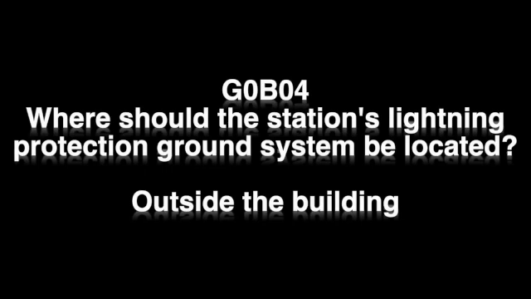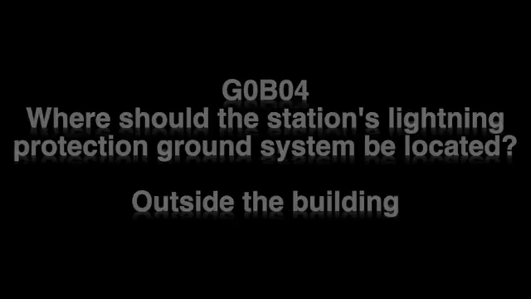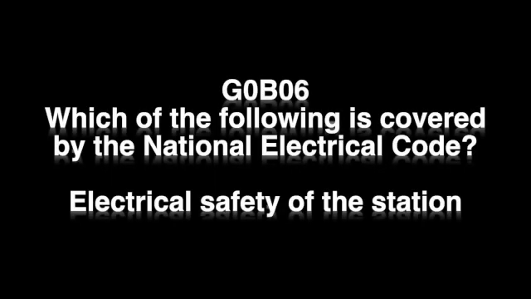G0B04. Where should the station's lightning protection ground system be located? Outside the building. G0B05. Which of the following conditions will cause a ground fault circuit interrupter, GFCI, to disconnect AC power? Current flowing from one or more of the hot wires directly to ground. G0B06. Which of the following is covered by the National Electrical Code? Electrical safety of the station.